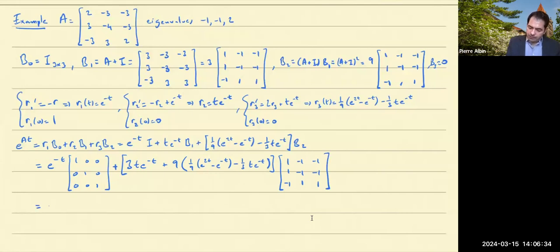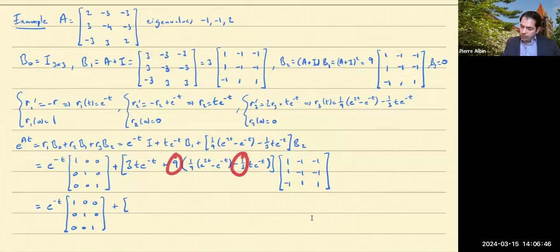Okay, so let's leave that as it is. But now let's work out what we get here. So this 9 times this minus 1/3 is minus 3 t e to the minus t, and we have 3 there, so this one will cancel with this one. And then this 9 cancels with that 9, and so here I just end up with e to the 2t minus e to the minus t times this matrix.